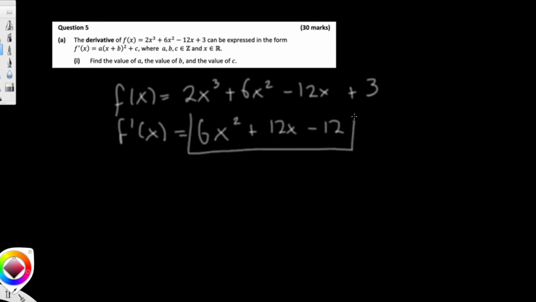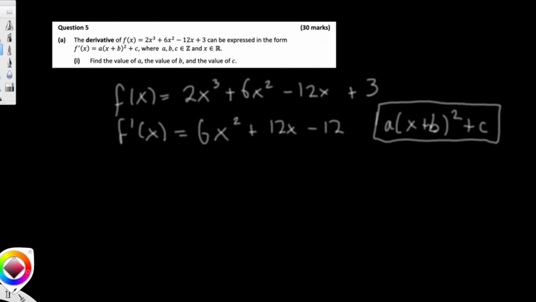And this is a quadratic, and they want us to write the quadratic in this form, where it's a times x plus b, all squared, plus c. Okay, so how to do this? First things first, you see this a in front. What I'm going to do is divide this 6 outside brackets. So 6 times x squared plus 2x minus 2. Okay, that's us gotten off to a start.